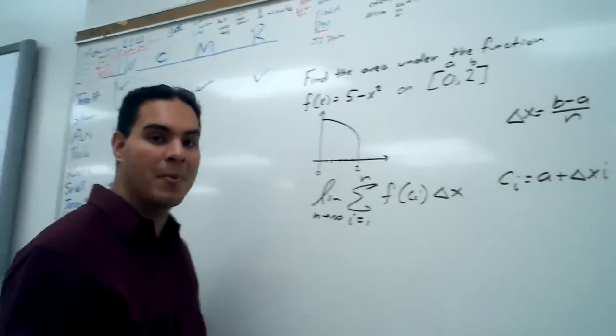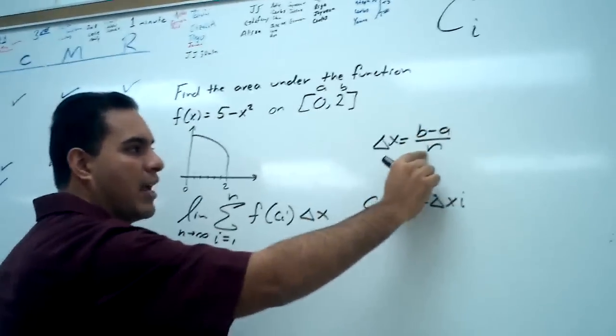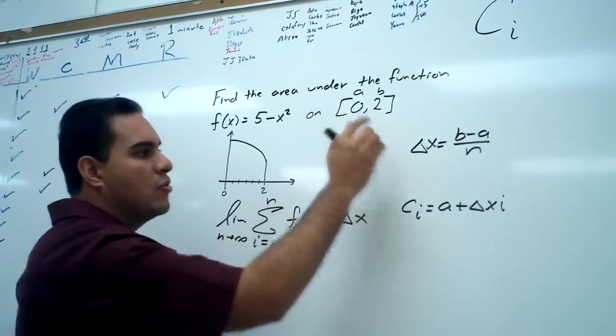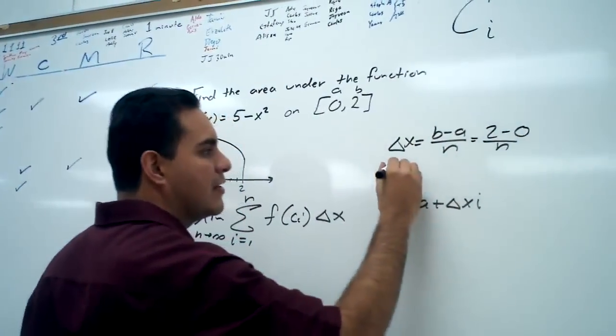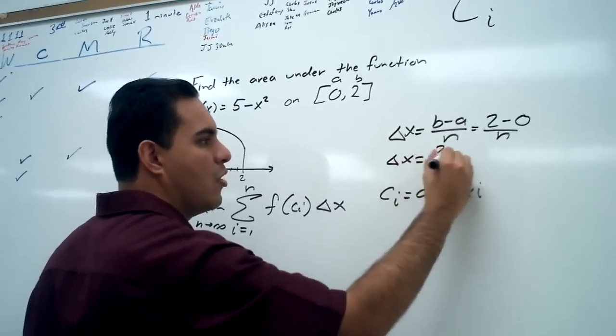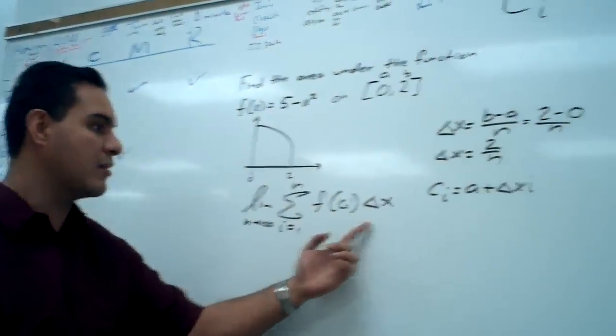I did talk about the formula for delta x in class today. That is delta x is equal to b minus a over n. Since our interval is from 0 to 2, that is going to be 2 minus 0 all over n. That simplifies to 2 over n. So 2 over n is going to be the expression we're going to use for delta x.